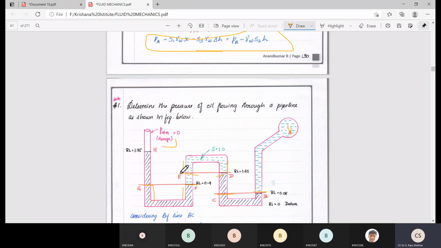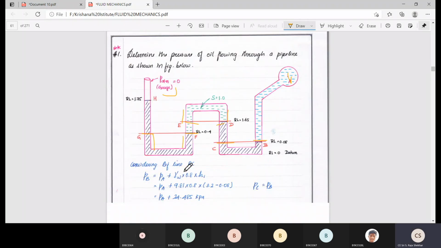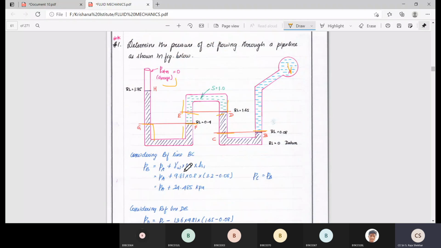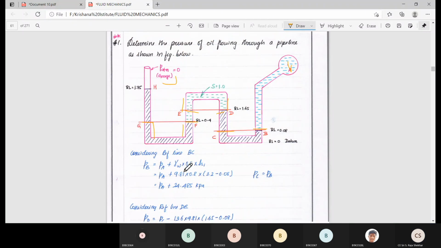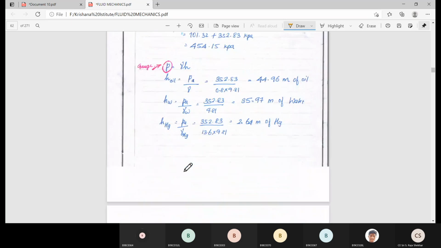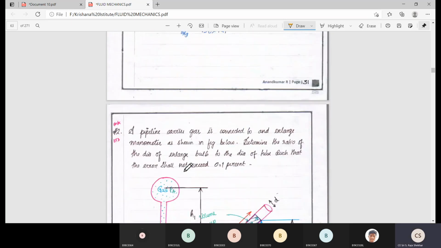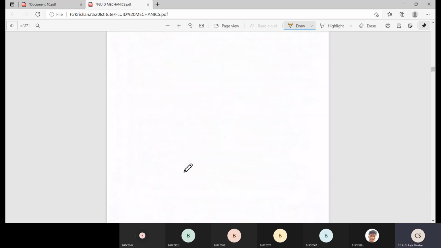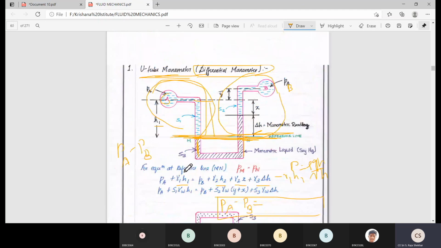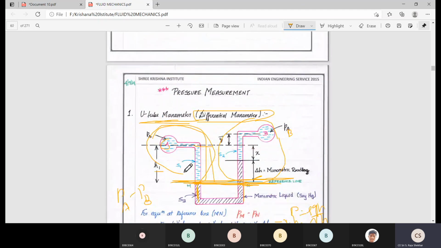The remaining portion is this portion, and from that we can calculate the pressure at A. I will give you some problems related to this concept, U-tube manometer and inverted U-tube manometer, in the next coming classes.